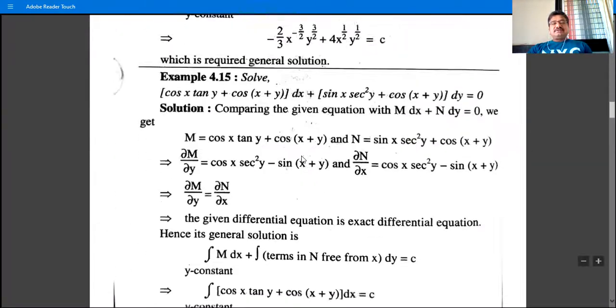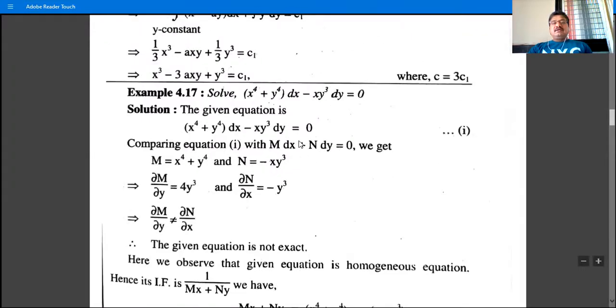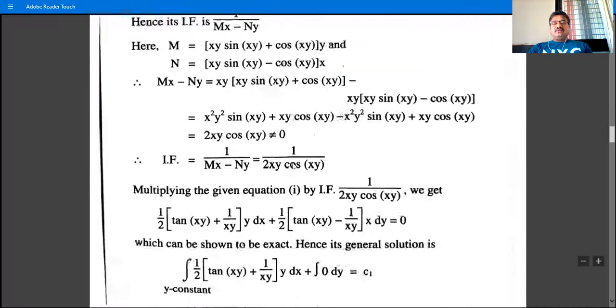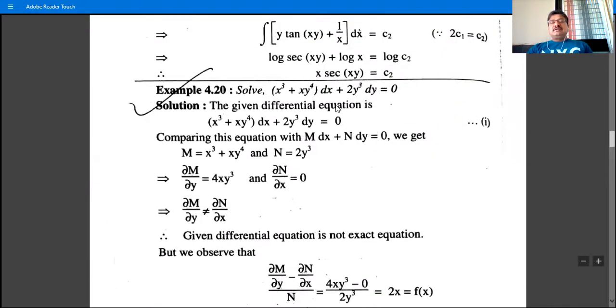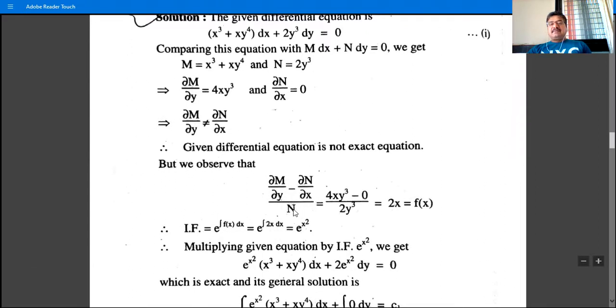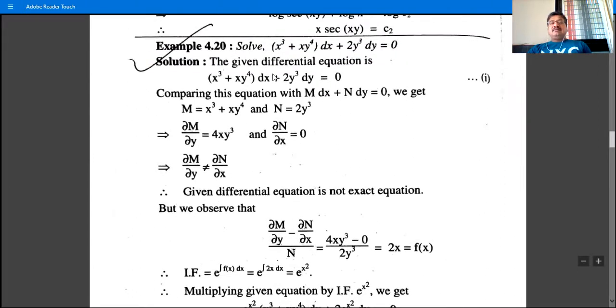So this is the example now. Solve this. Okay, so what is the MCQ type question on this example? This is the given differential equation, and the question is which of the following is the integrating factor of this differential equation. So we have to find the integrating factor, and we apply ∂M/∂y minus ∂N/∂x divided by N to obtain it.